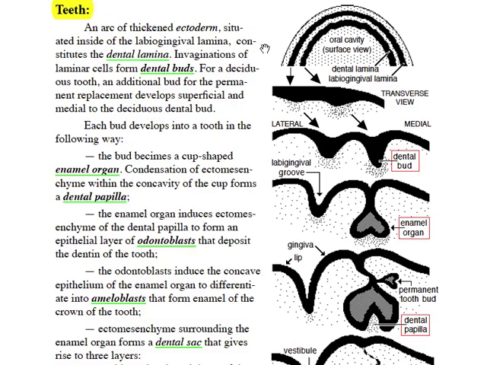Teeth are formed from that internal thickening of ectoderm called the dental lamina. Periodically along that, there is a proliferation of cells forming dental buds. So here we see this internal lamina in transverse section, and periodically we have this thickening that forms a dental bud. Each dental bud gives rise to a tooth in the following way.